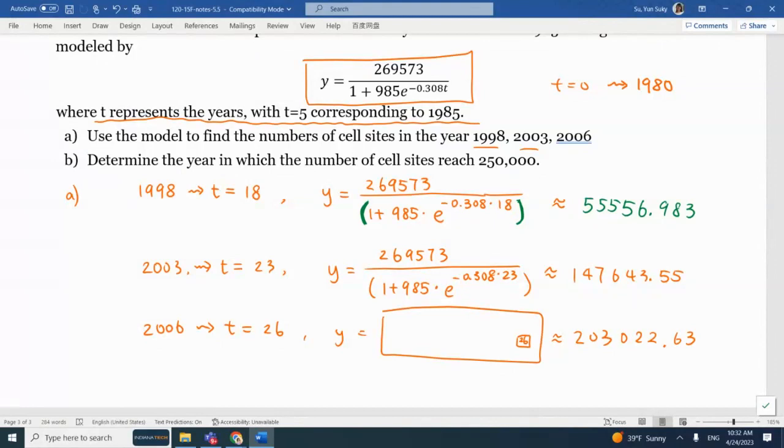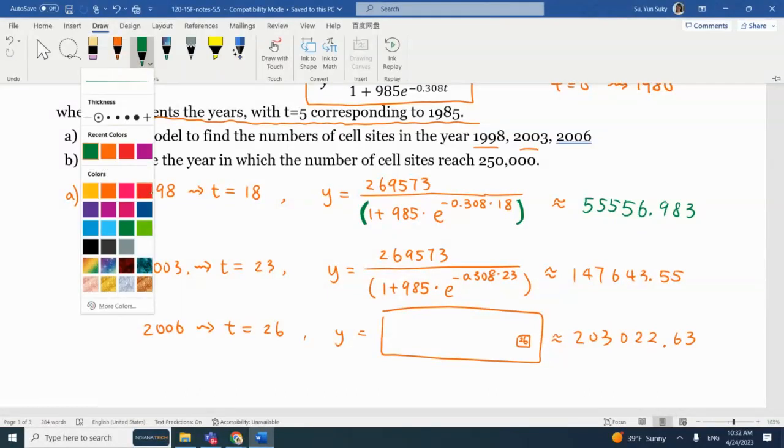All right, so this is part A, right? We figure out the time, and then we plug into the formula. Any questions about part A? Are we all good? Yes? Okay, part B.